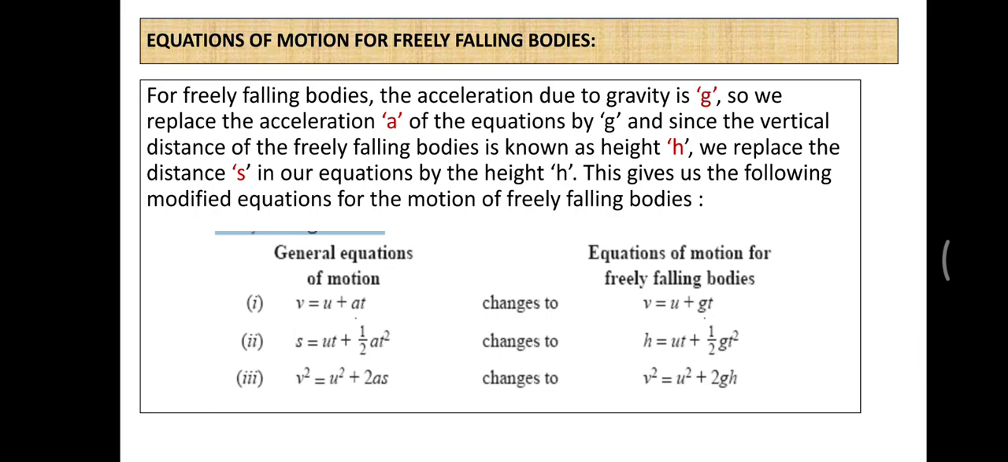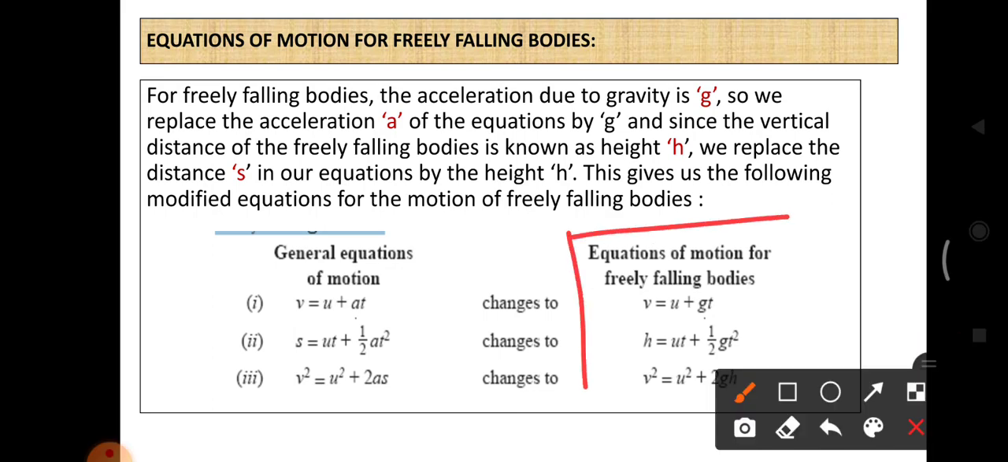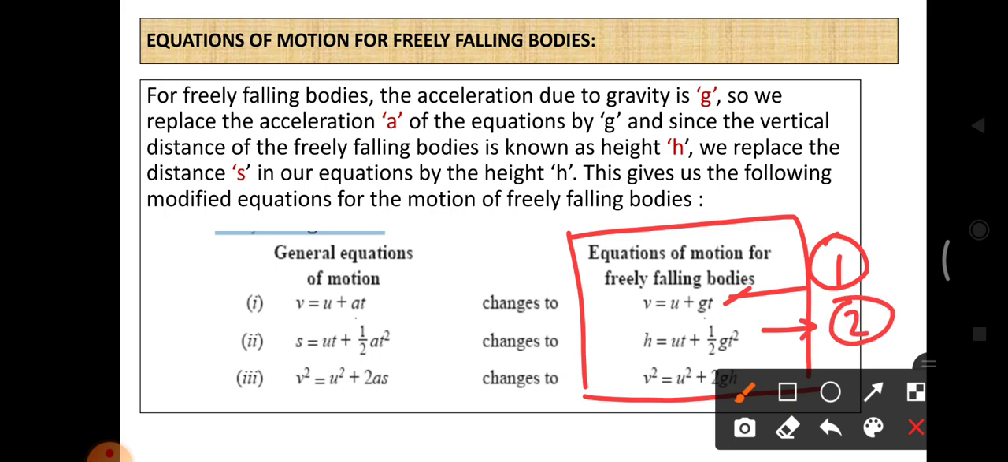So these are the three equations of motion for a free fall object. v equal to u plus gt, the first equation. h equal to ut plus half gt square, the second equation. And v squared equal to u square plus 2gh, that is the third equation. So in the next class we will see the numericals related to the equations of motion for freely falling bodies.